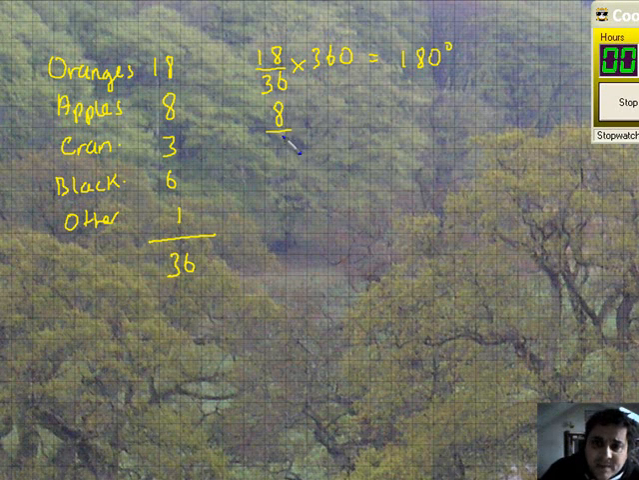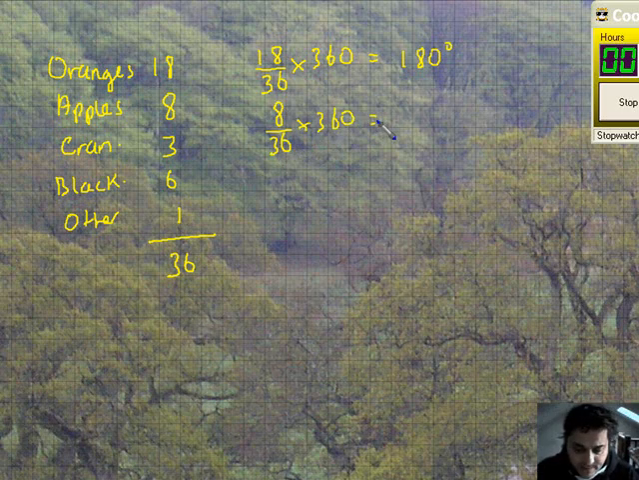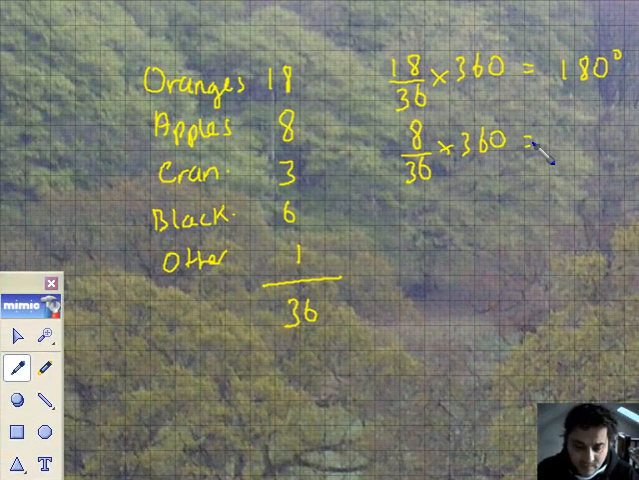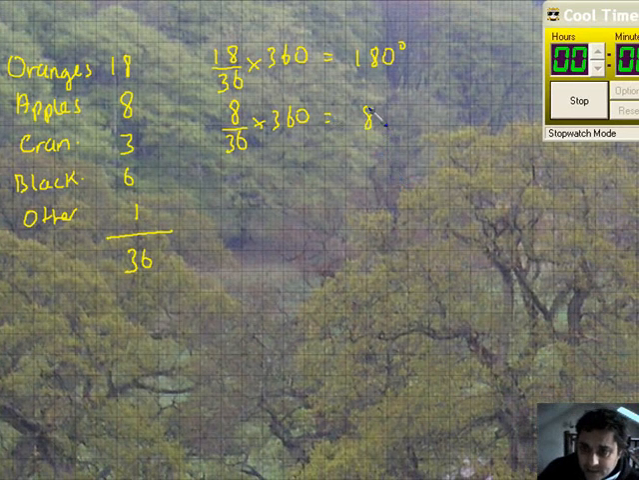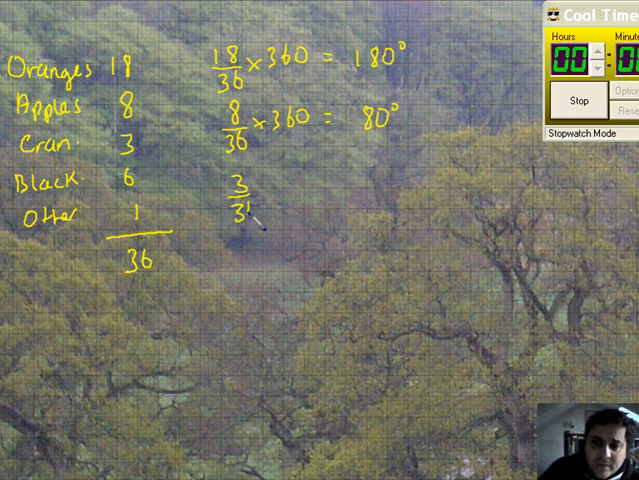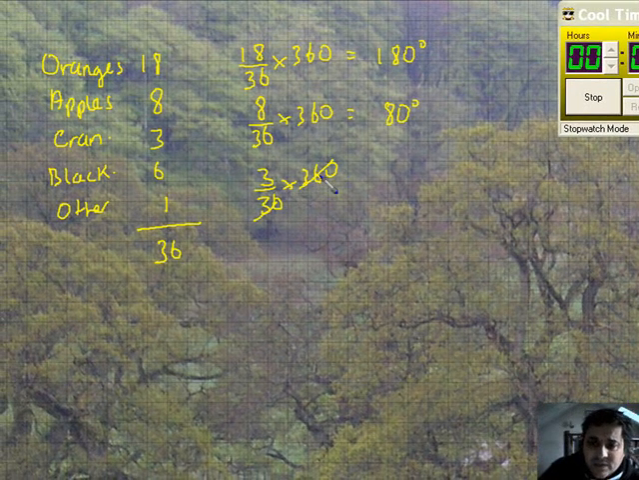Apples, it's going to be 8 over 36 times 360. I can't see that very clearly, so I'm going to grab my machine and go 8 divided by 36 multiplied by 360. I've just found a great method. Listen, I'll tell you about it. Cranberries, 3 over 36 times 360. Look, 36 goes into 360 10 times. So I could have just done that, you see. Now I can say 3 times 10, 30 degrees.